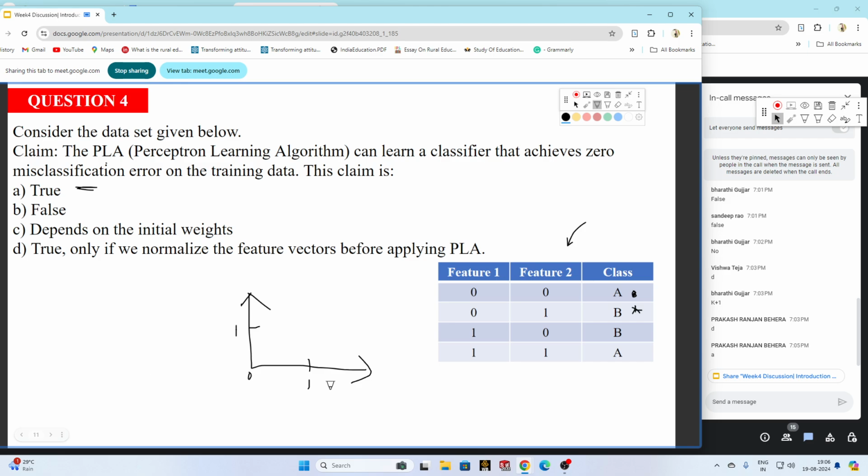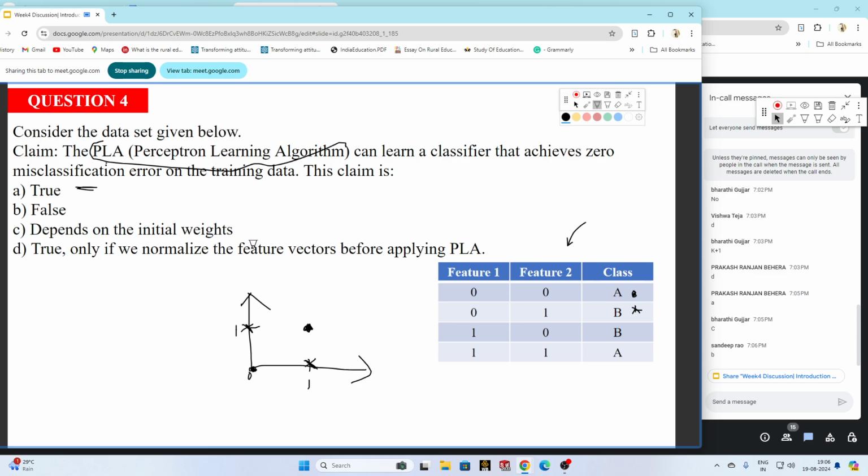And it will be class A, that means let's mark it as this. Now 0 1 will be B, so let's mark it as a cross. 1 0 will be B, so let's mark it as this. And 1 1 will be your A, so let's mark this. So can this be linearly separable? Because remember, PLA always works when your data is linearly separable. So can this be linearly separable? We have two crosses here and two circles here. So is this linearly separable?